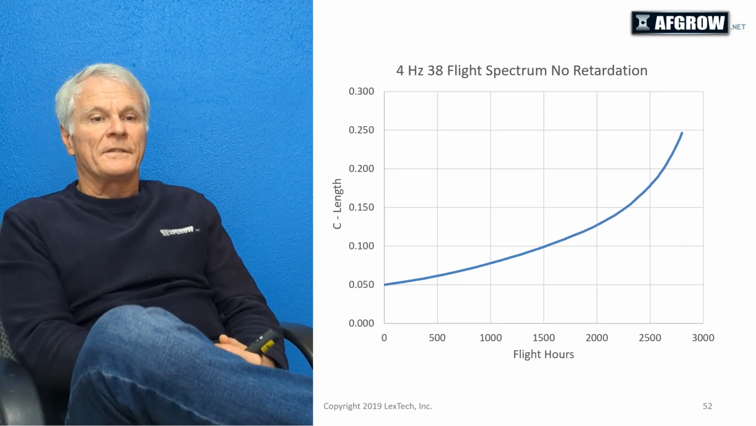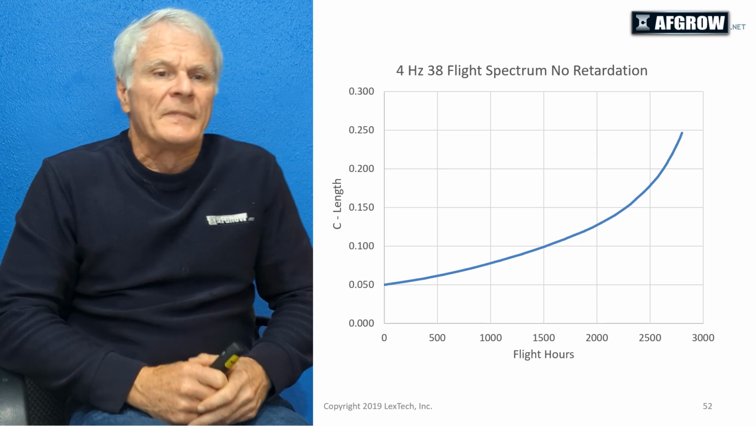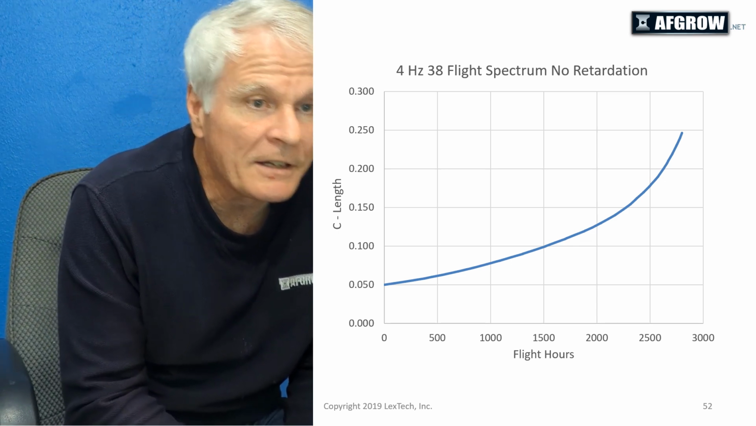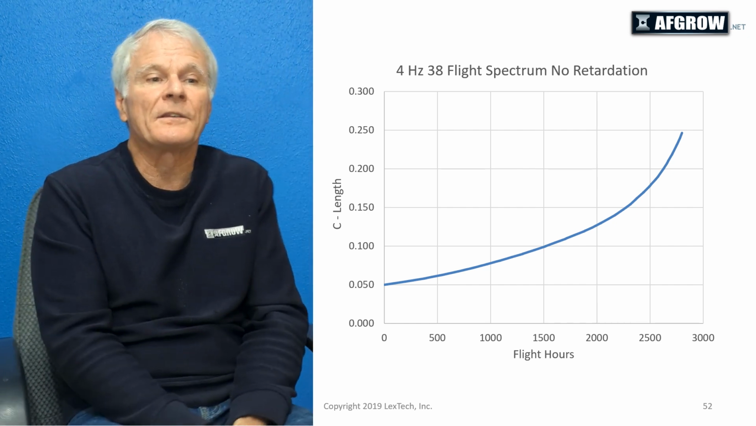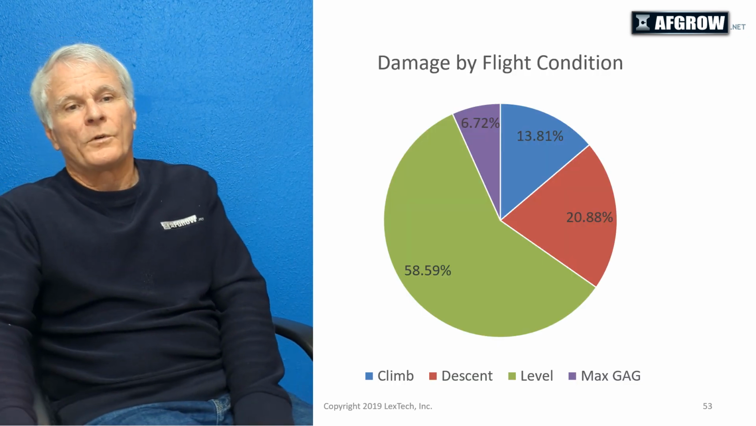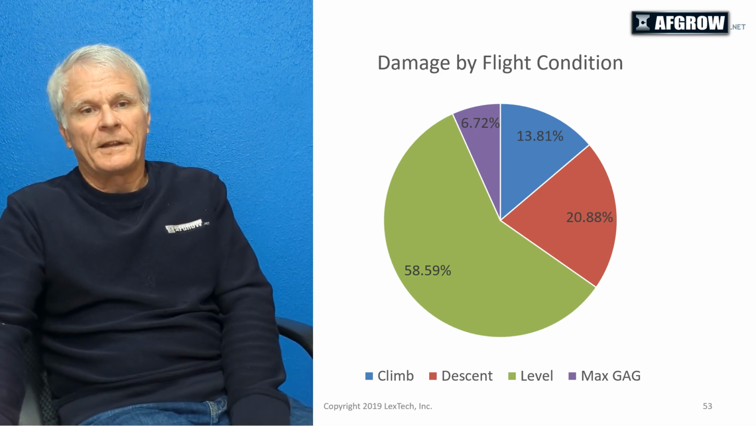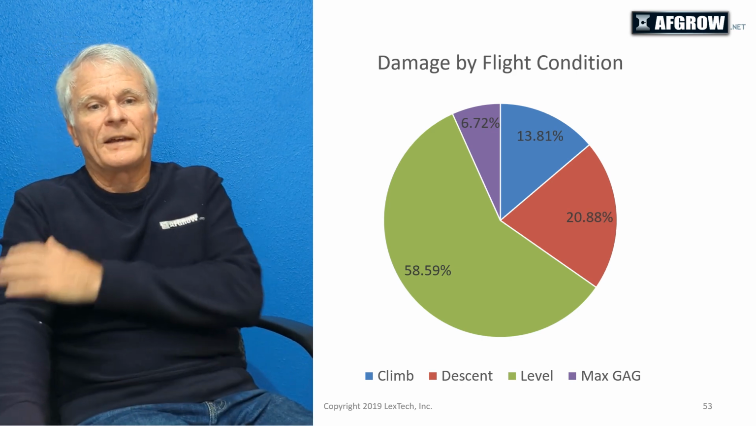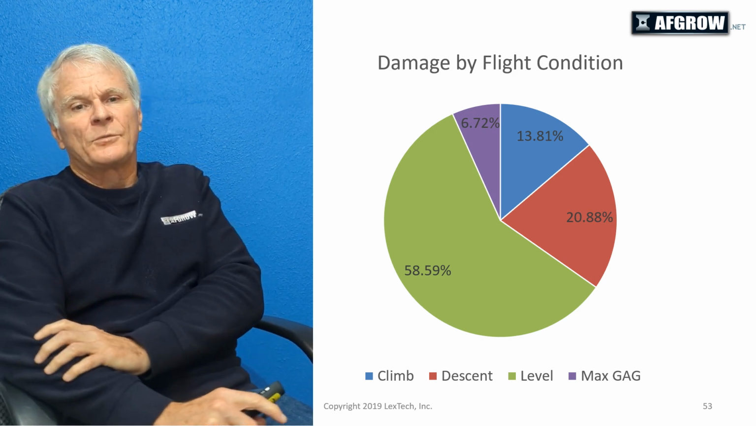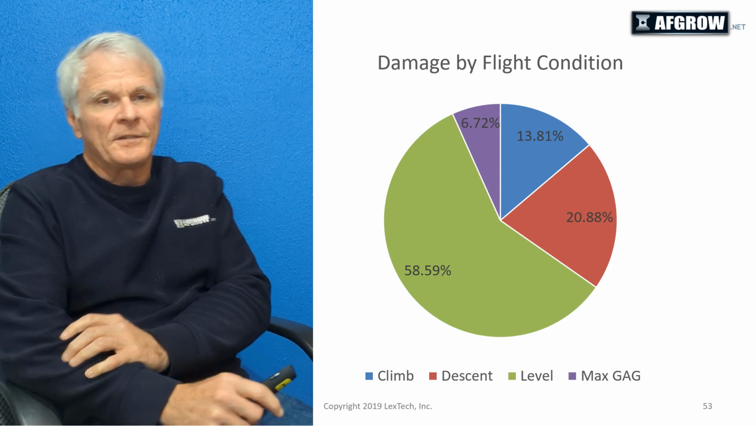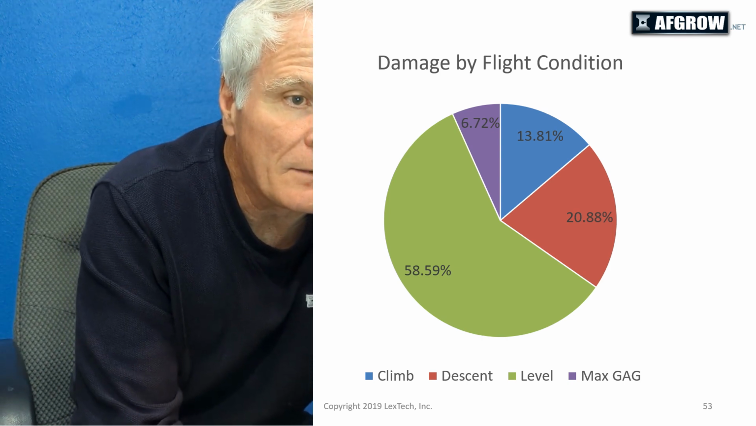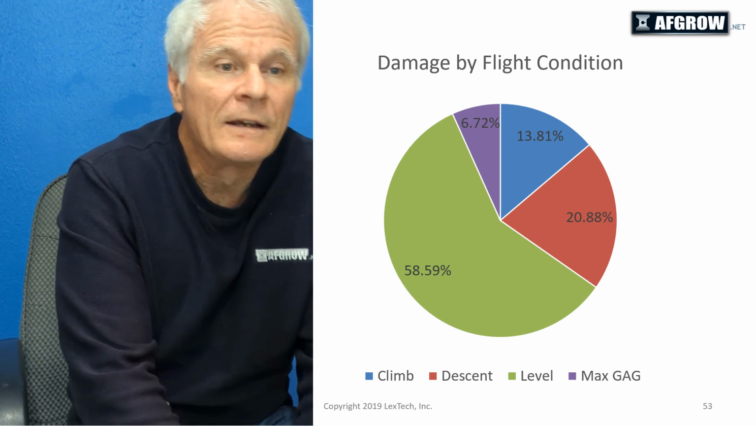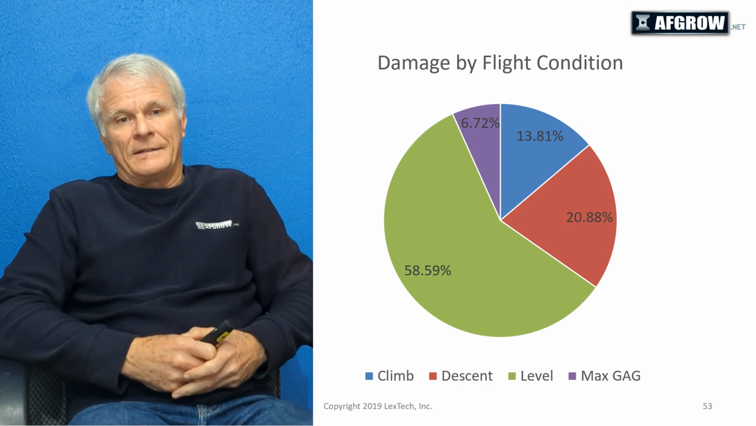So you can see here, based on that spectrum, we're showing approximately 2,700 flight hours. You can also see that I recorded whether we were in climb, level flight, descent, or the max ground-to-ground cycle, so we could see how that damage was distributed. In this case, the majority of the damage was caused by the level flight, which you kind of expected, and less was caused by the GAG in this case.